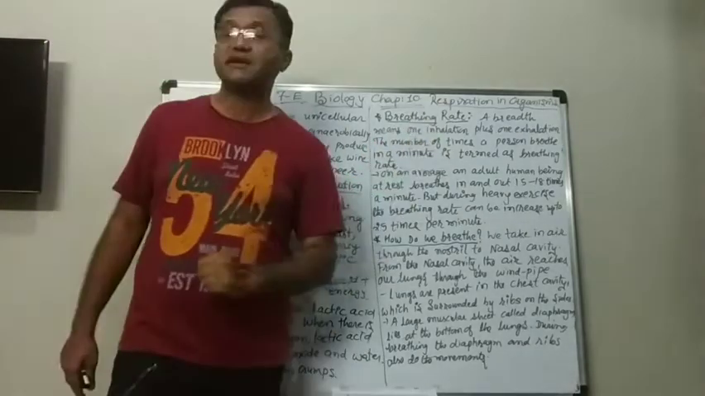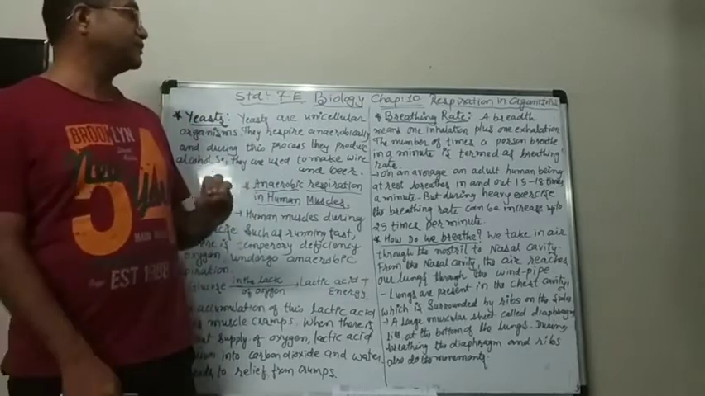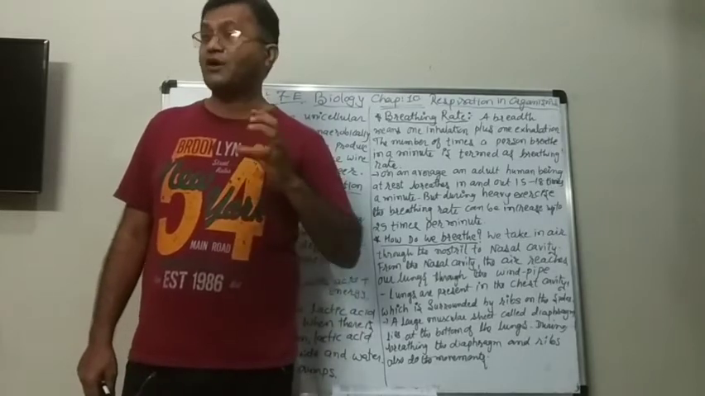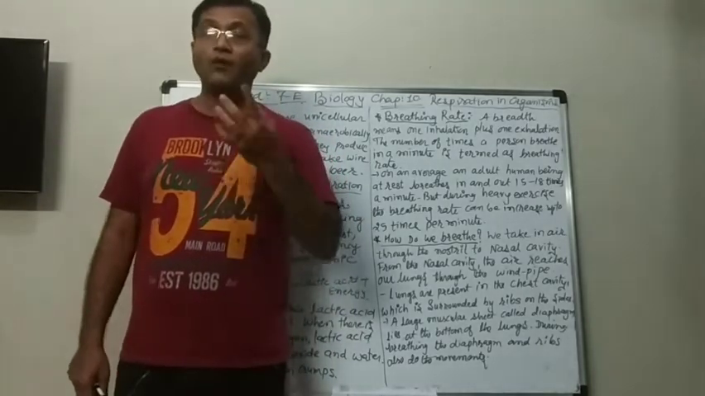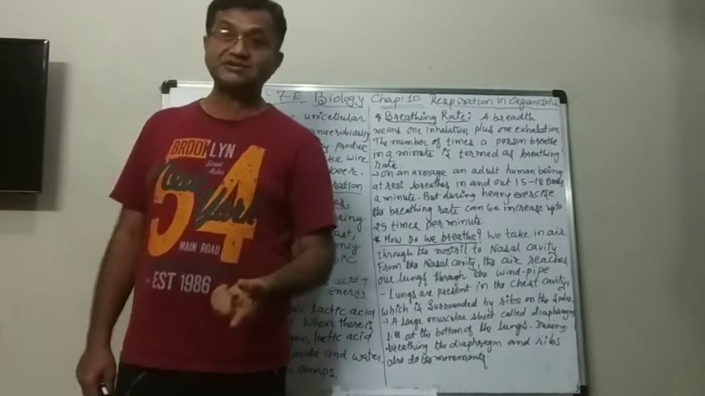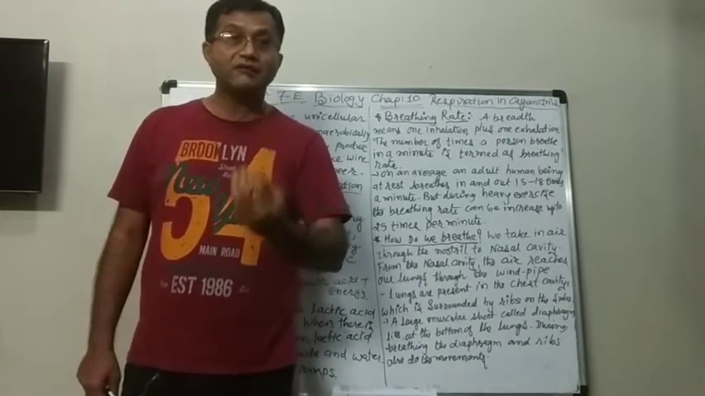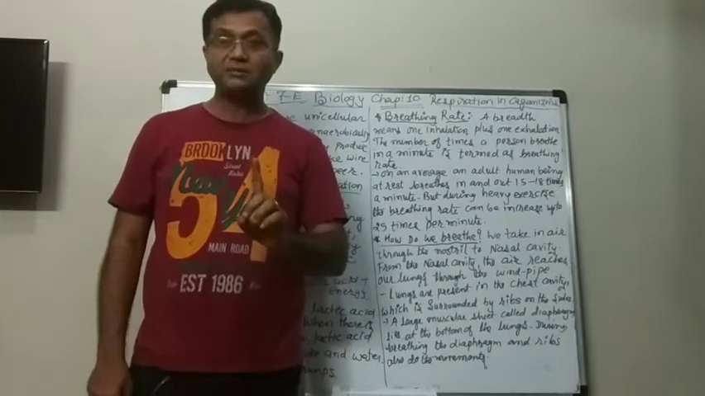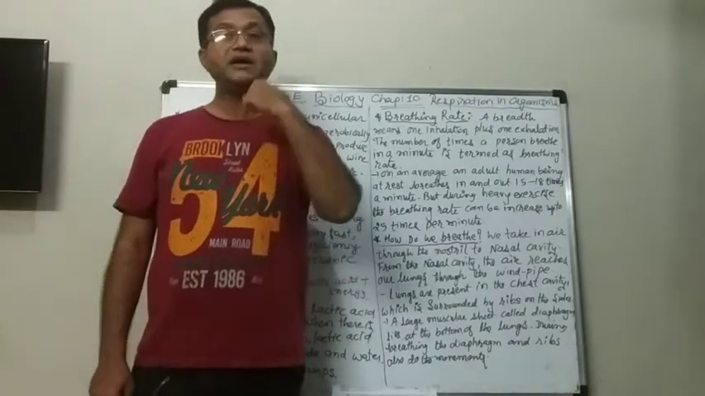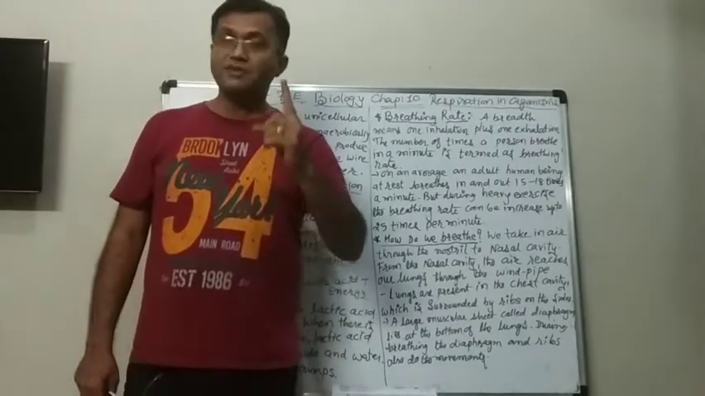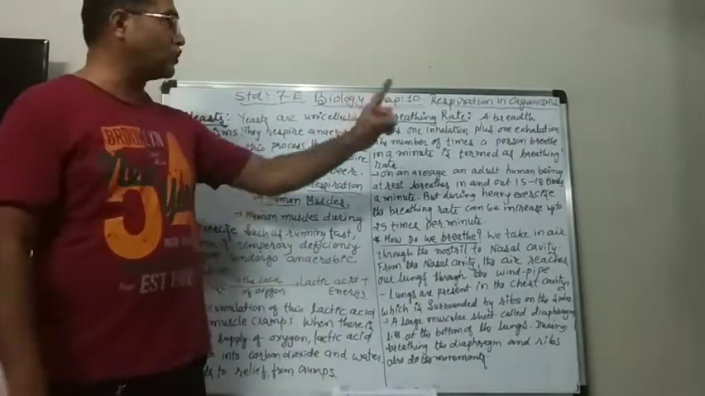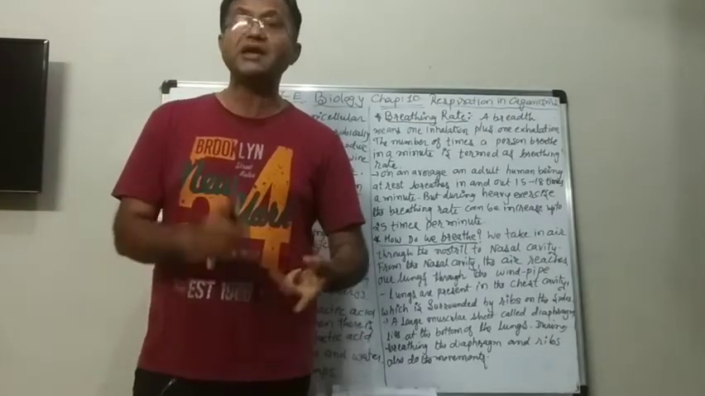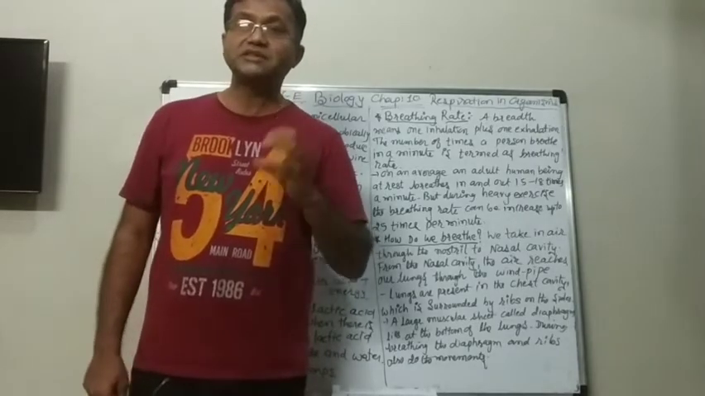Now what is the breathing rate? Breathing rate means generally in 1 minute how many times we breathe. Actually, what is breathing? One breath means one inhalation plus one exhalation. When we say one inhalation and one exhalation, that is called one breath. So one in, one out is one breath. One in, one out is another breath. So one inhalation plus one exhalation is called a breath. If you count how many times we breathe in and out, that is known as the breathing rate.